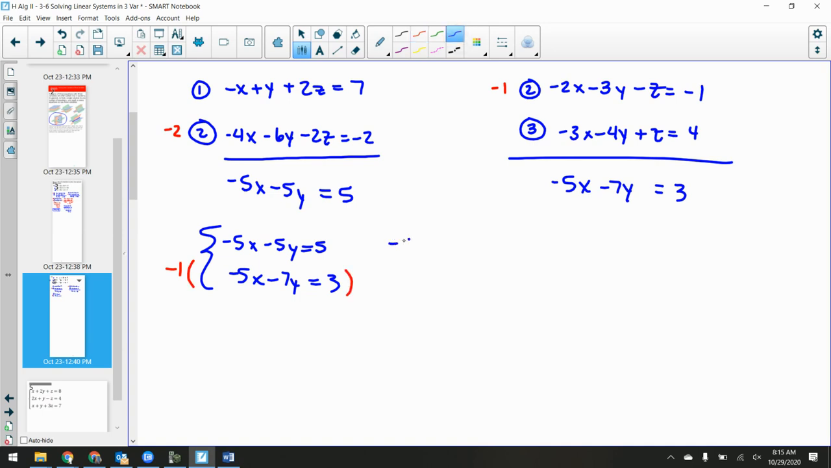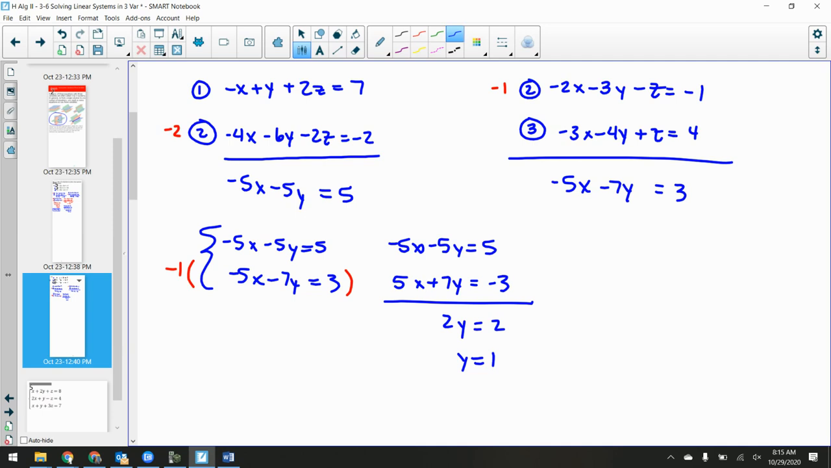So this gets me a negative 5x minus 5y is equal to 5. And then this is a positive 5x plus 7y is equal to negative 3. And now we're back to where the other people are, if you had multiplied the negative 1 to the bottom, to the third equation. So this gets me a positive 2y equals 2. So y is 1. No matter how we did it, we should have got y is 1.